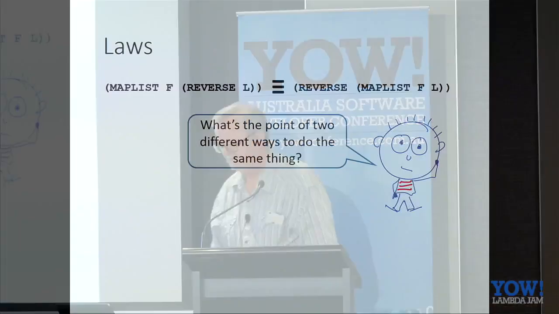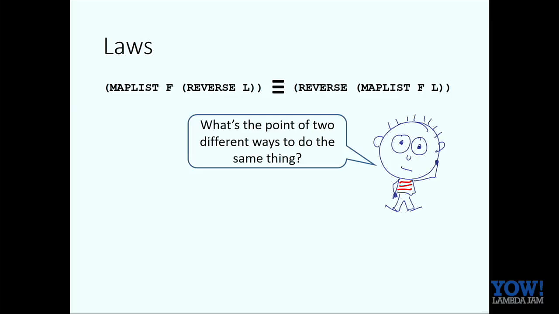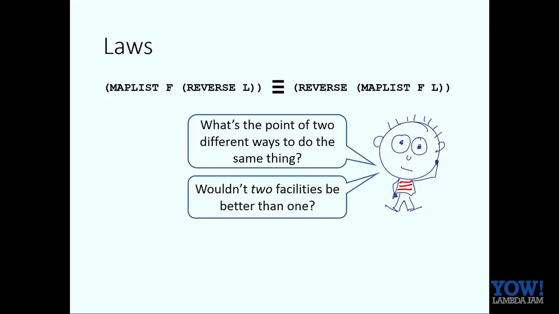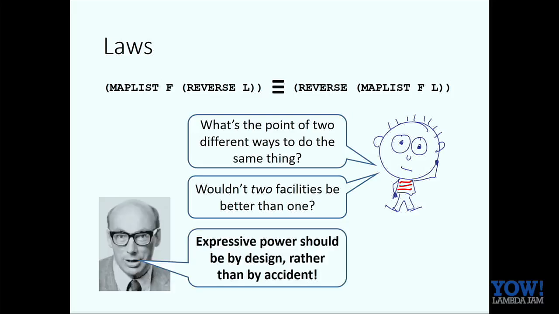And indeed, he discusses this point in his paper quite explicitly. He says, you might be wondering, well, what is the point of having a law like this? Because it gives you two different ways of doing the same thing. What's the point of that? Wouldn't it be better if they did subtly different things? Because then you'd have a choice. That would give you expressive power, surely, in making the choice between them. Landin thunders, no! Expressive power should be by design rather than by accident. Yes, Mr. Landin. It's hard to deny he has a point, isn't it?